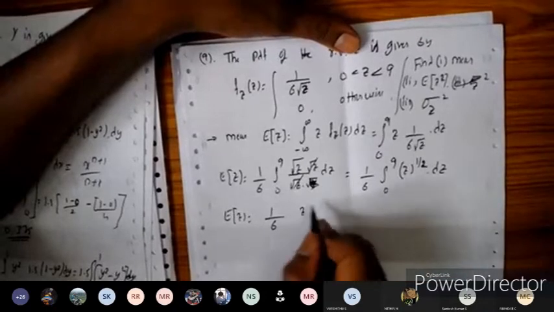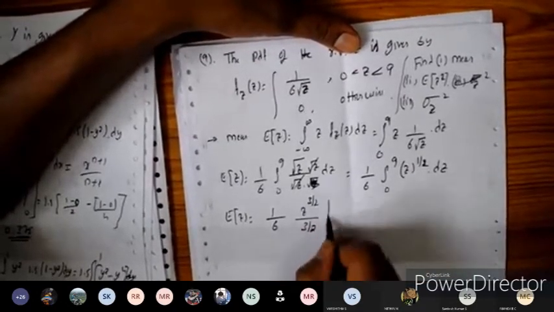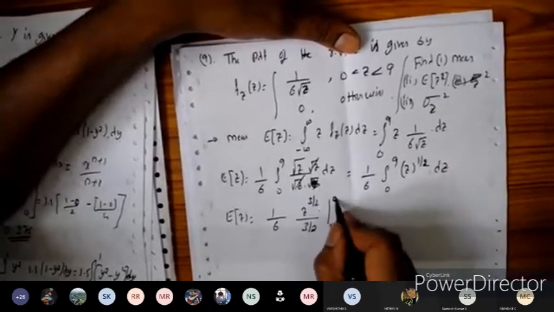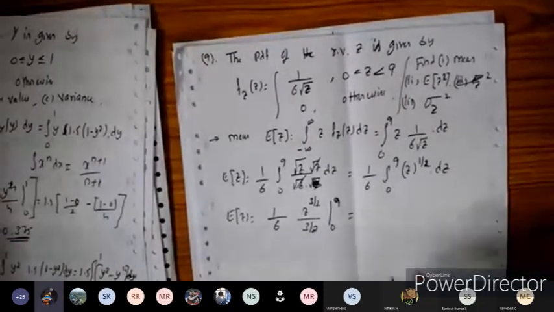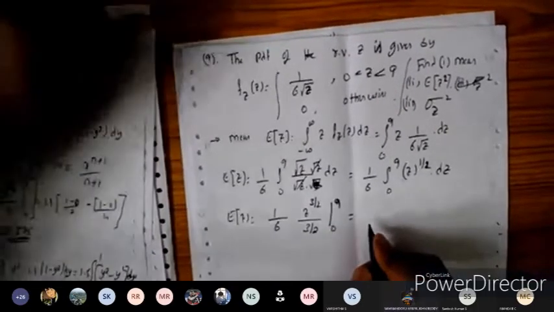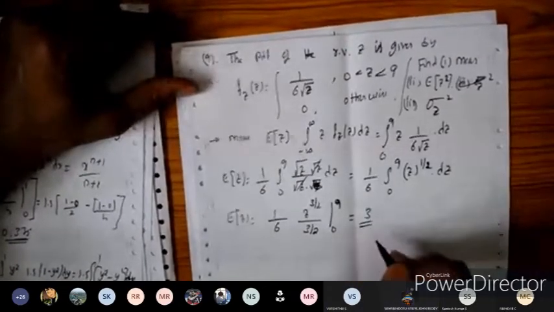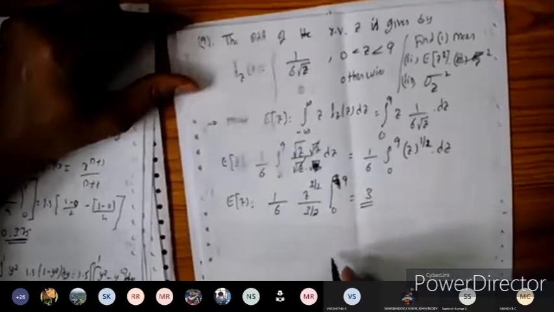So this is nothing but z to the power of 3 by 2 divided by 3 by 2. The limit is from 0 to 9. Apply the limit. Tell me the answer quickly. How much? 3. Okay, very good. So apply the limit and get the answer. The upper limit is 9, the lower limit is 0. So I'll get 3 here.